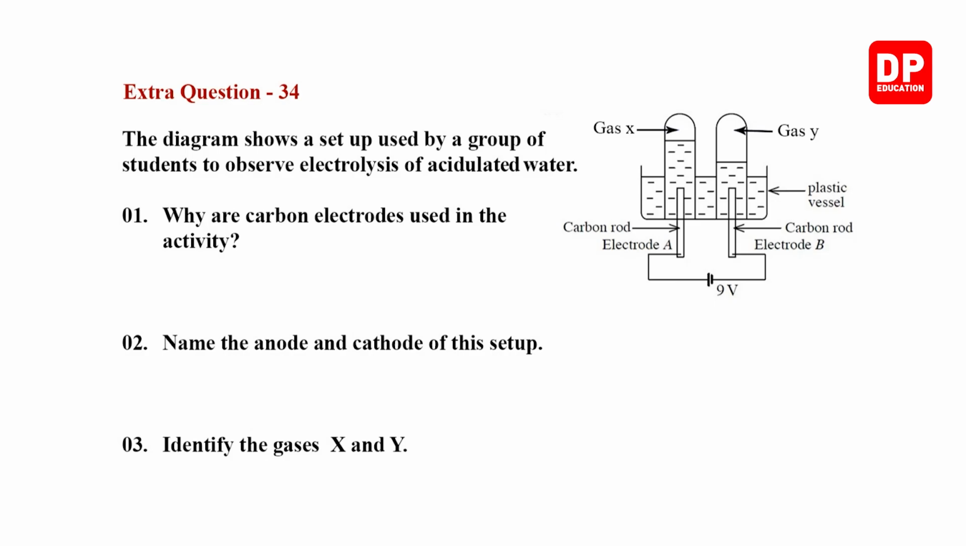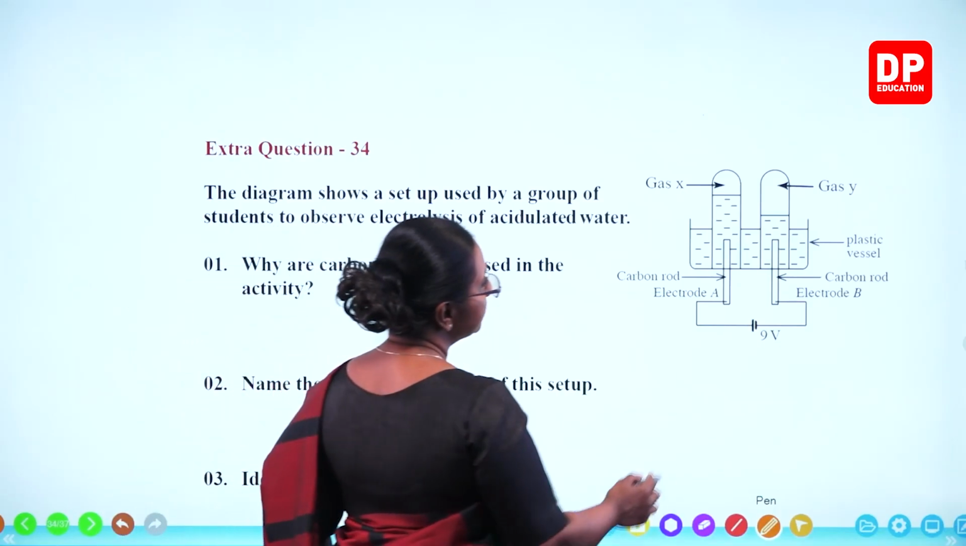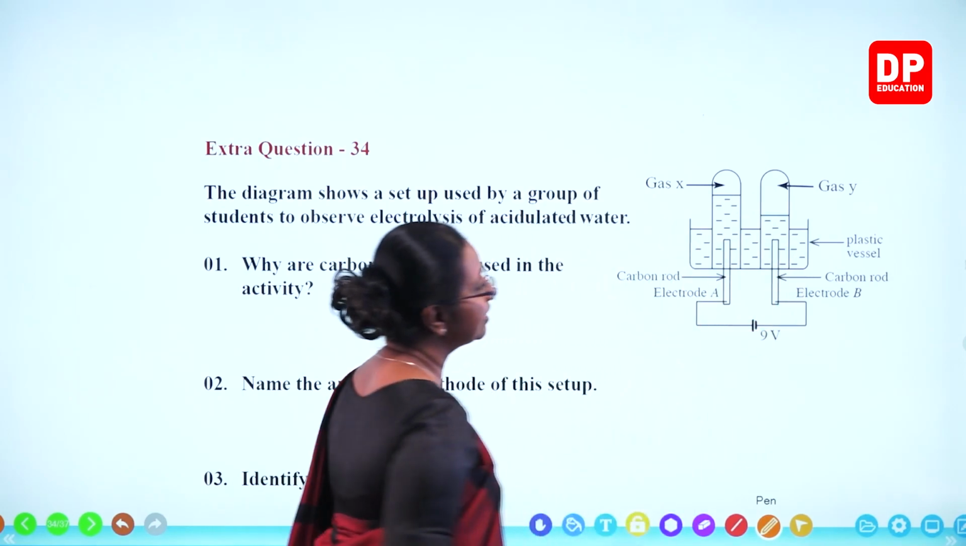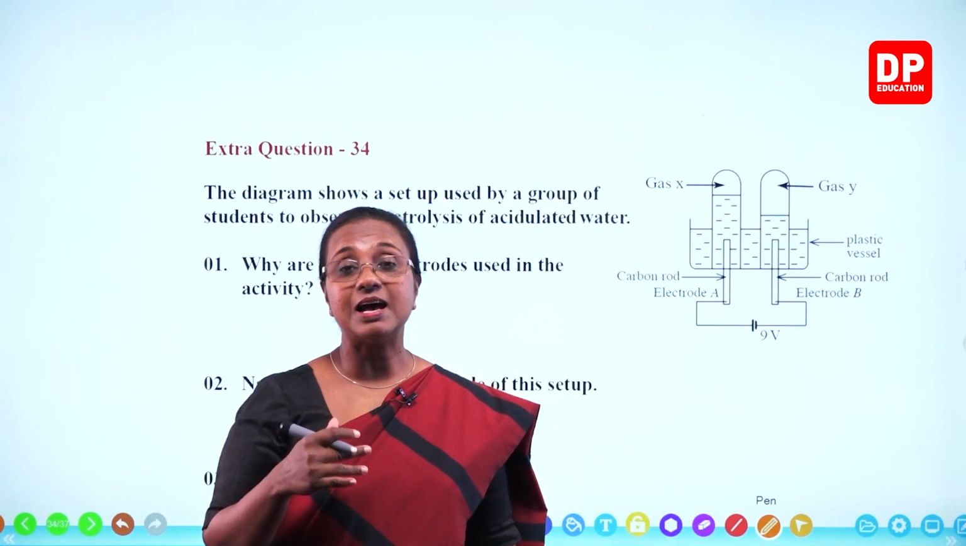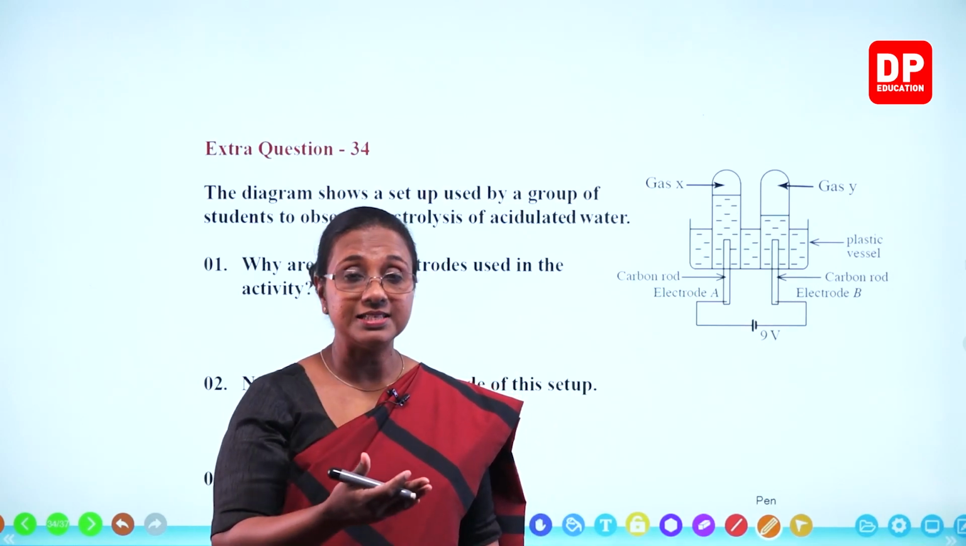So extra question 34. We will look at the question first. So here you all can see the diagram shows a setup used by a group of students to observe electrolysis of acidulated water. So here you can see, students, when we look at electrolysis of acidulated water, the electrolytic cell is somewhat different from the other cells.